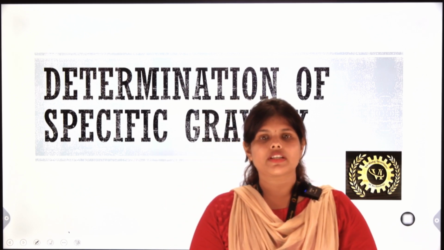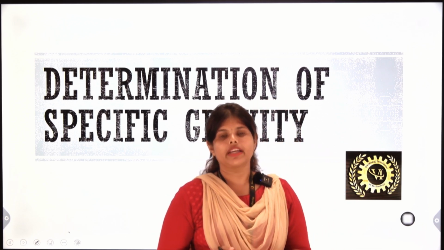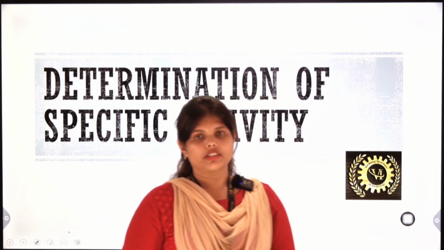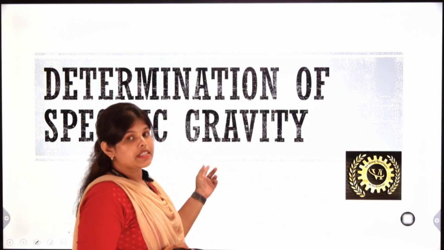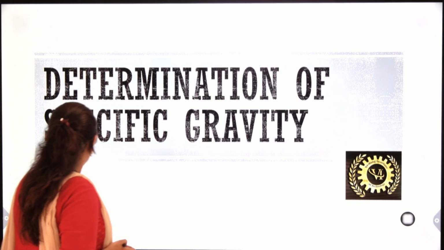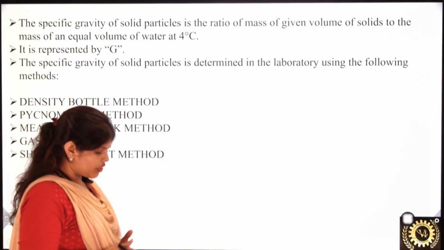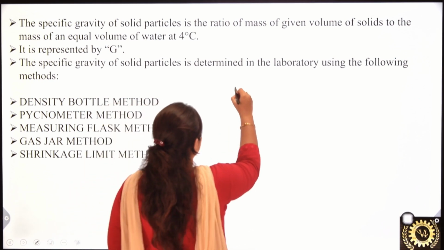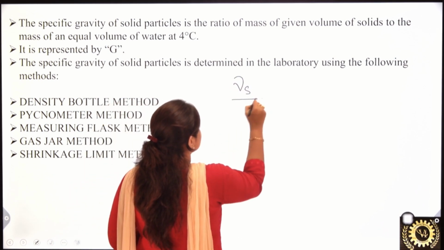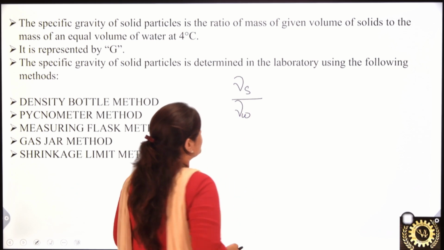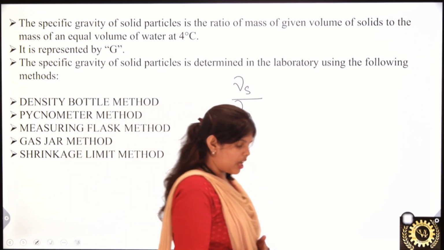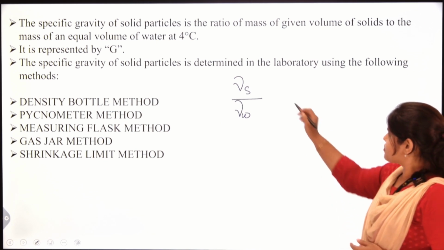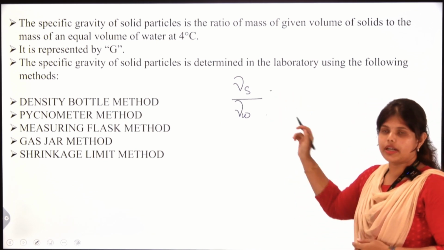So in the previous class we discussed how to determine the water content of soil. In this class we will discuss how to determine the specific gravity of soil. As we know, the formula for specific gravity is gamma S upon gamma W. Gamma is the unit weight, so unit weight of soil, or unit weight of water for gamma W.